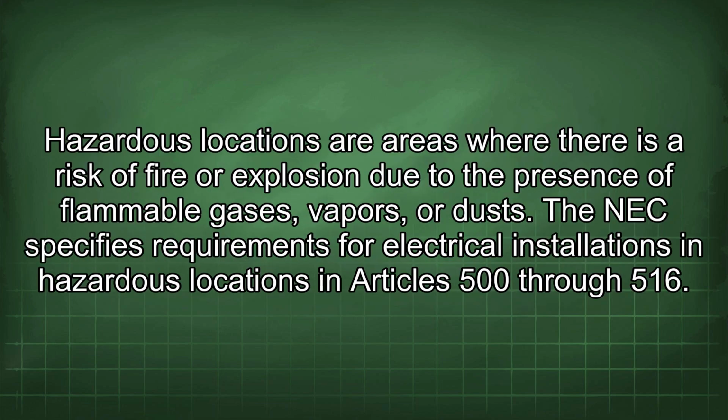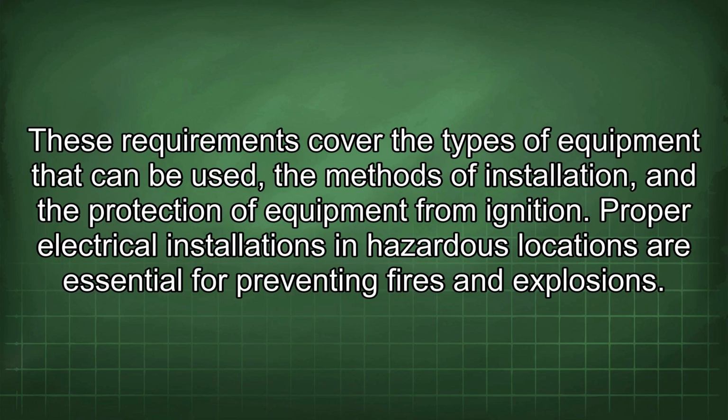Hazardous locations are areas where there is a risk of fire or explosion due to the presence of flammable gases, vapors, or dusts. The NEC specifies requirements for electrical installations in hazardous locations in Articles 500 through 516. These requirements cover the types of equipment that can be used, the methods of installation, and the protection of equipment from ignition. Proper electrical installations in hazardous locations are essential for preventing fires and explosions.